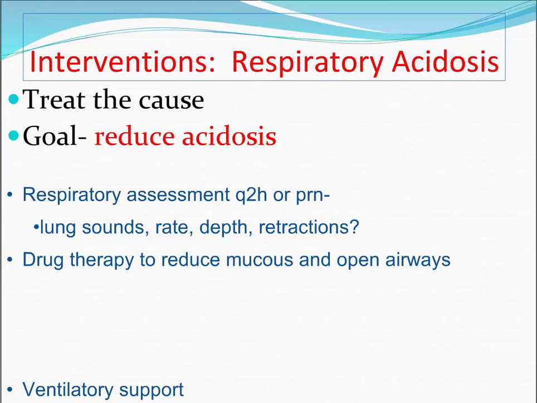Drug therapy to reduce mucus and open airways. Common medications used are bronchodilators. Anti-inflammatories, they could be steroidal or non-steroidal. They could be inhaled or given intravenously, or oral, I suppose. And mucolytics to thin out the secretions. Also, if they can tolerate it, if secretions is an issue, you can try to increase the fluid intake to thin out the secretions to help them expectorate.